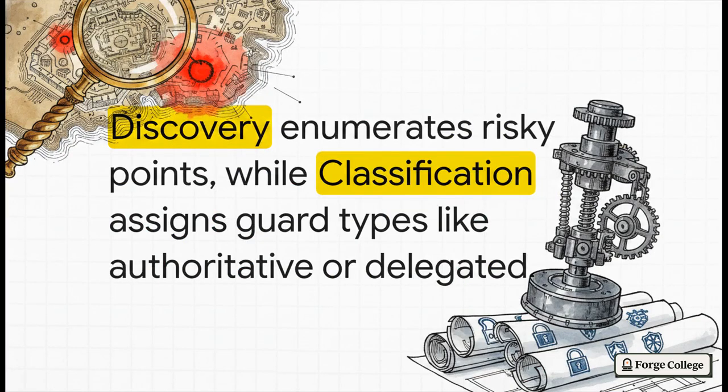Let's break these down real quick. Steps 1 and 2 are all about mapping and organizing the territory. Discovery is where you enumerate your risky entry points, essentially mapping out the landscape based on your previous tests. Classification follows right after, and that's where you decide exactly what type of guard is needed for each of those vulnerable points. Like, do we need authoritative muscle here, or can we just delegate it?